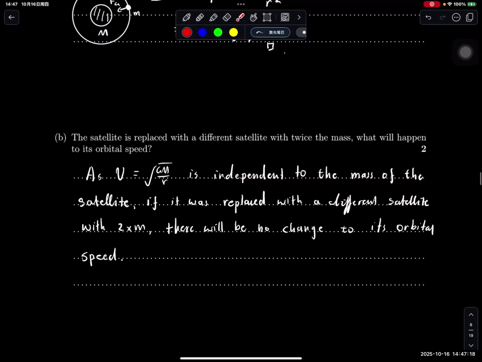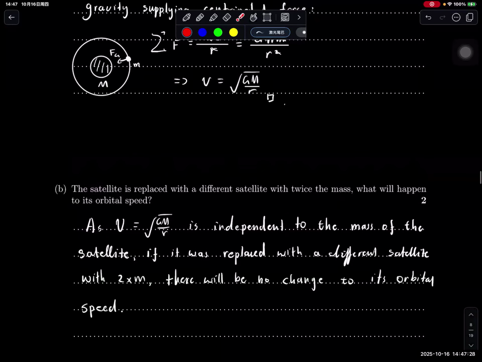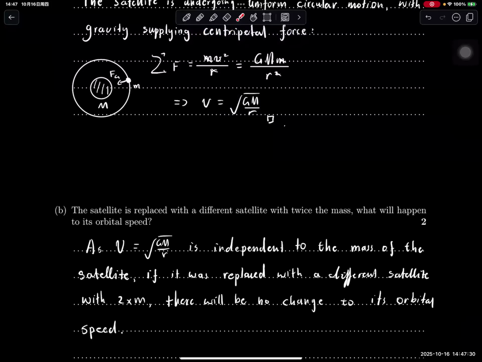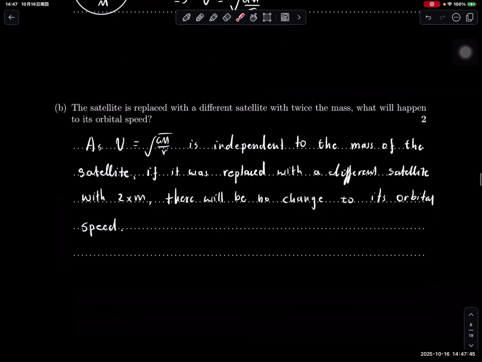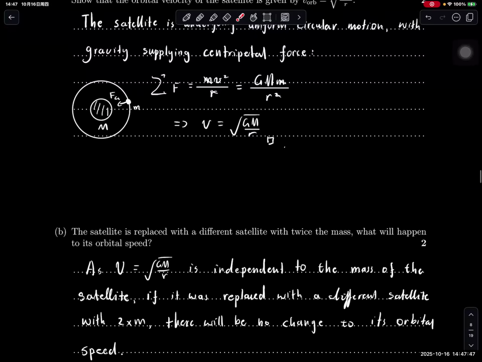Next part: a satellite is replaced with a different satellite with twice its mass. What will happen to the orbital speed? Nothing will happen to the orbital speed, because our orbital speed depends only on the mass of the thing that is being orbited. It does not matter what the small m is. It's independent of the small m. So no matter what you put there, it will orbit the capital M mass with the same speed. This is how an equation can tell you something counterintuitive.